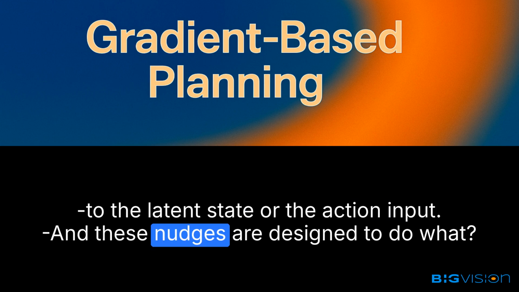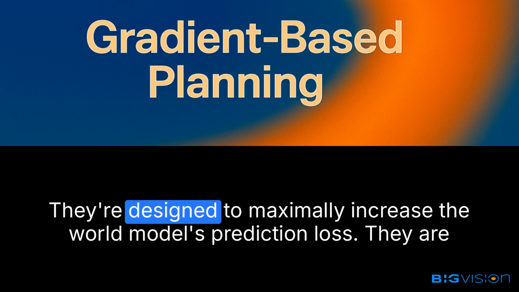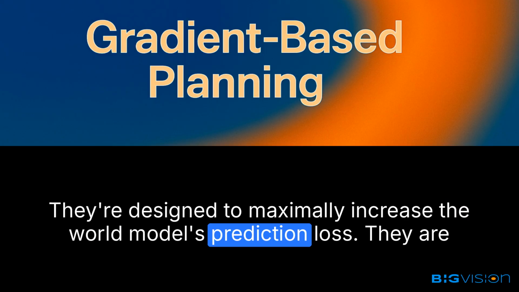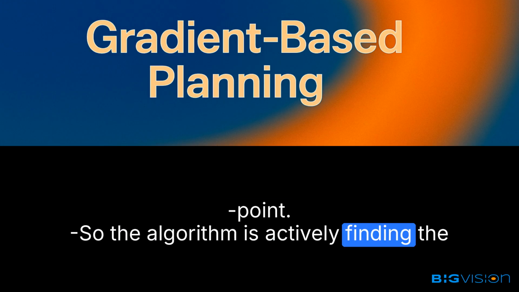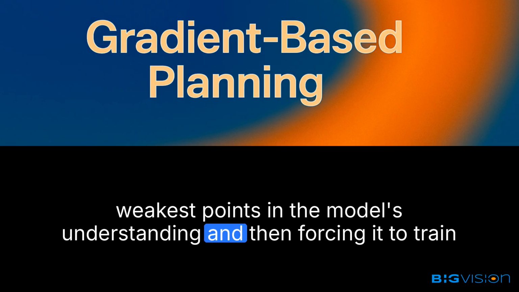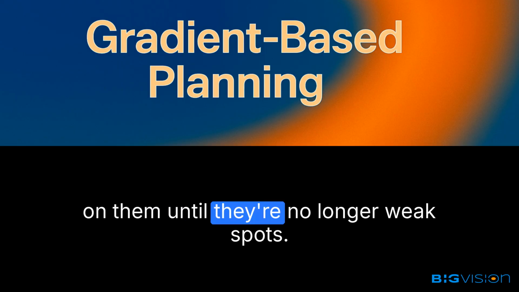And these nudges are designed to do what? They're designed to maximally increase the world model's prediction loss. They are specifically trying to find the worst possible input for the model at any given point. So the algorithm is actively finding the weakest points in the model's understanding and then forcing it to train on them until they're no longer weak spots.